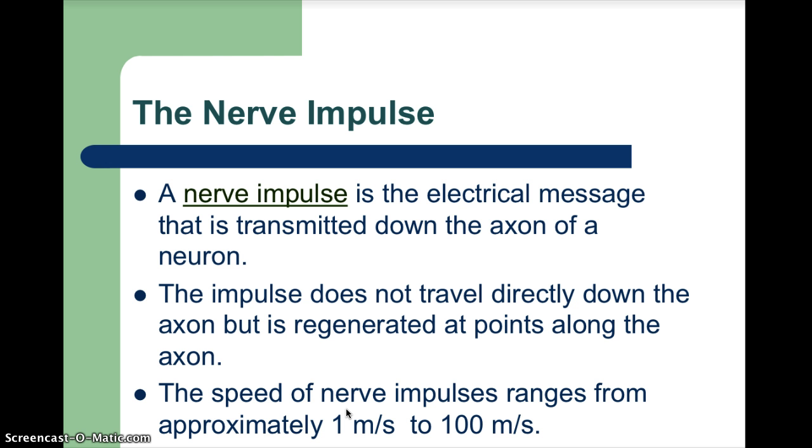So a nerve impulse is that electrical message that's going to go down the length of an axon. And this axon, remember, is made up of that bilipid layer, very thin membrane, and this electrical message, this charge, is going to regenerate at every little piece of that cell all the way down the axon. And the speed of this nerve impulse goes from 1 meter per second to 100 meters per second, so it can go very quickly.